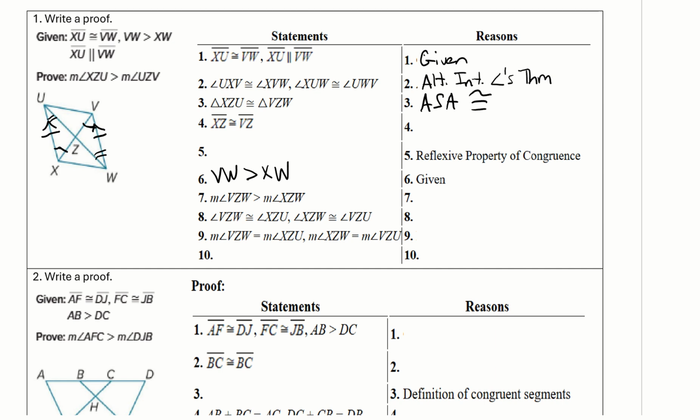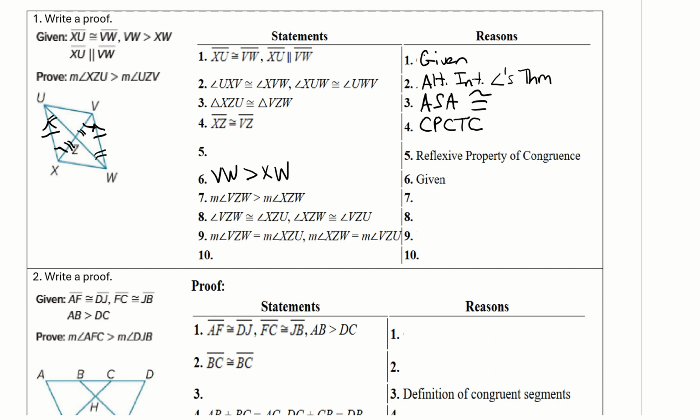All right, so now that we got those triangles congruent, well, then now we can say that XZ is congruent to VZ. So now this here has to be congruent to this, VZ. And that is known as CPCTC. CPCTC states that if I know the two triangles are congruent, then the corresponding parts must be congruent, okay? So that's known as CPCTC.